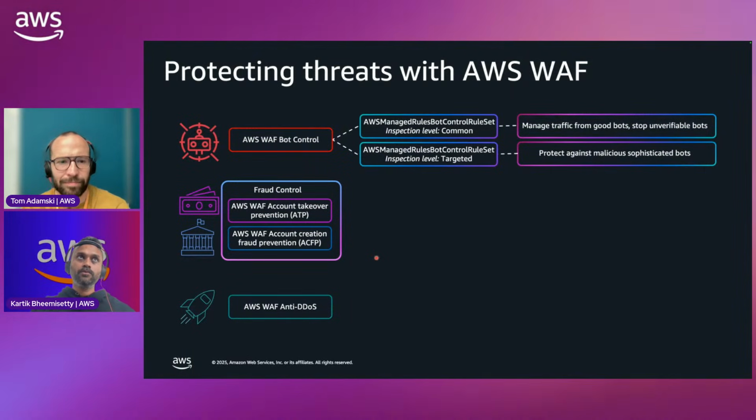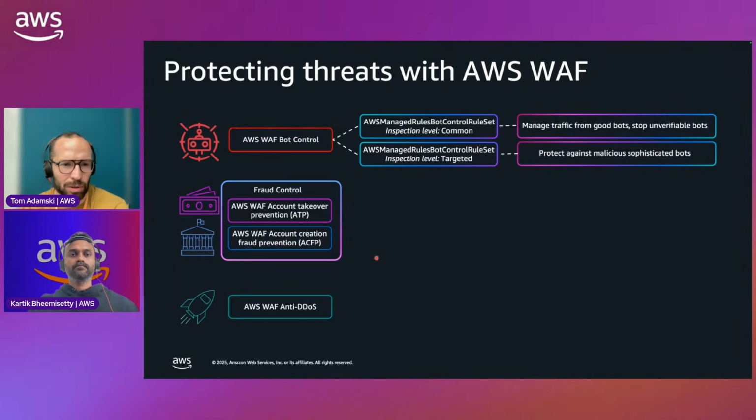Remember the common rule set. If it is a verified bot, for example, an Amazon bot or a Google bot, those are verified bots. By default, it allows that particular traffic. So it's like the default configuration. If it is a verified bot, it's allowed; if it's not a verified bot, it's going to block the traffic. So this is the common bot control rule set.